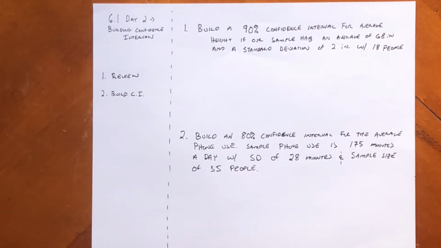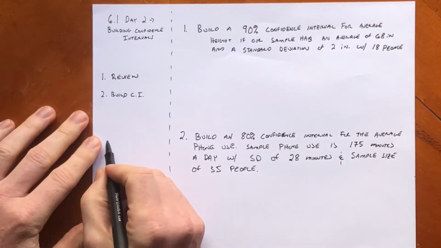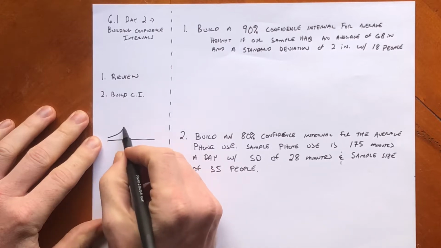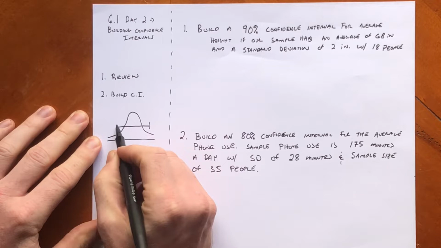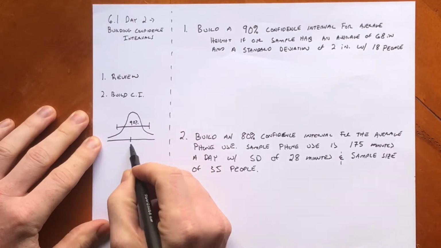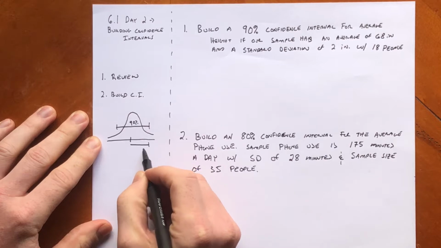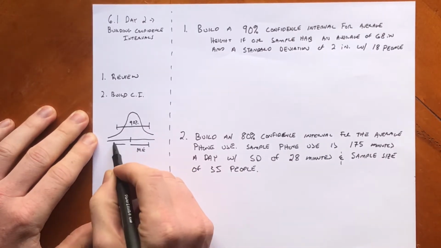So today we're going to find actual confidence intervals. Yesterday we did the building blocks. We found out about margin of error, which is the distance between the center. So if you have a curve, right? Let's say I'm finding a 90% confidence interval, so that'll be this in here. The margin of error is the distance between the center and the top of the block, or the bottom of the block.